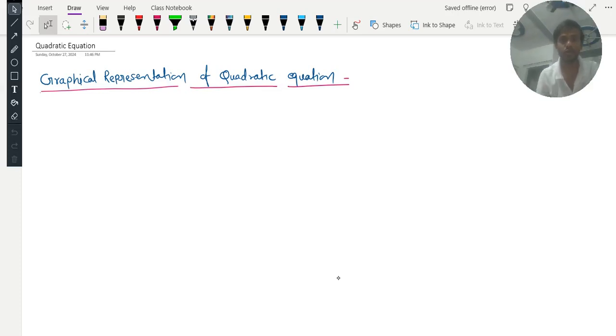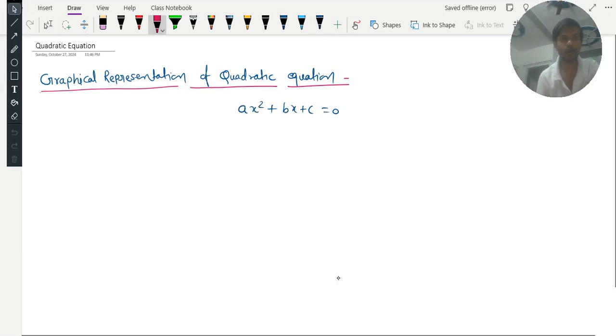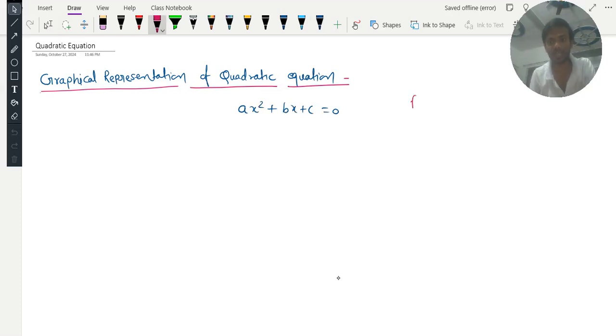So if a quadratic equation is ax square plus bx plus c is equal to 0, and any quadratic expression like f(x) is equal to ax square plus bx plus c, any polynomial of degree 2, this represents a parabola. Okay, so this represents a parabola. Similarly, this equation will represent a parabola, and we have two conditions.